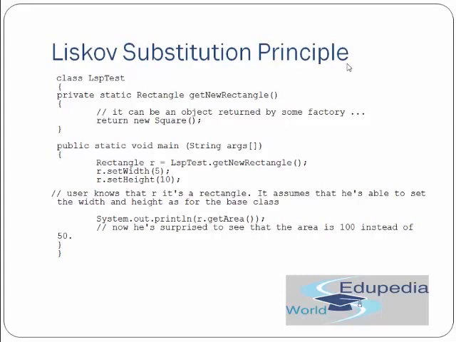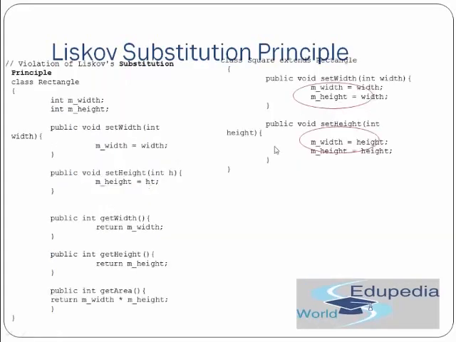Whatever it's returning, we are getting it in r, and then on r we are doing setWidth and setHeight. Now the user knows that it's a rectangle. It assumes that he'll be able to set width and height as for the base class. Okay. And then we can do r.getArea. Now he's surprised to see that the area is 100 instead of 50. Why so? Because it should be 50 since it's doing 5 into 10, but it will be 100 because in the class Rectangle, when we are calling setWidth or setHeight, you can just go through it again.